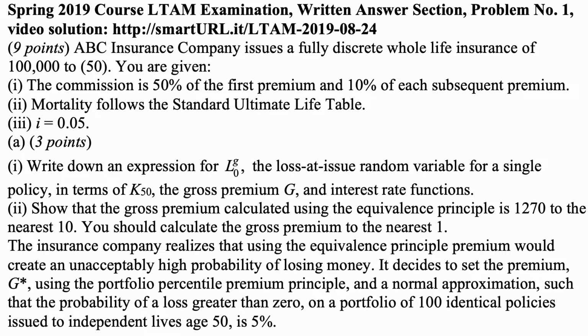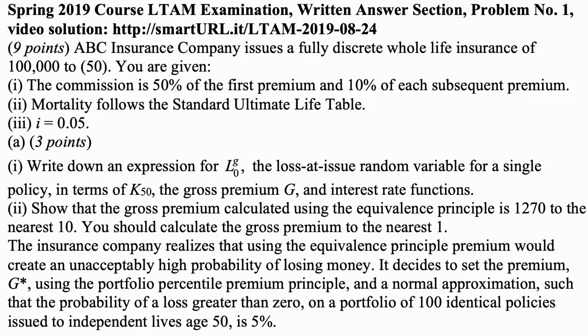Here's problem number 1 from the last spring 2019 exam LTAM, the written answer section. ABC Insurance Company issues a fully discrete whole life insurance of $100,000 on a 50-year-old. You are given that the commission is 50% of the first premium and 10% of each subsequent premium. Mortality follows the standard ultimate life table, which of course you can find at smarturl.it/SULT. Interest rate is 5%, which is the interest rate in the standard ultimate life table, and you should always check that.